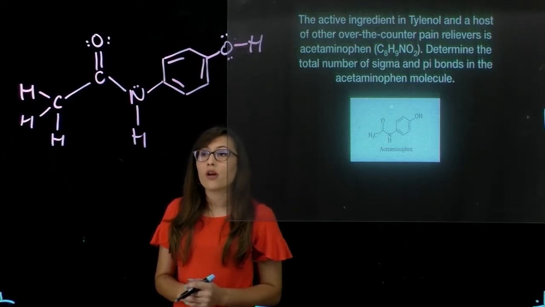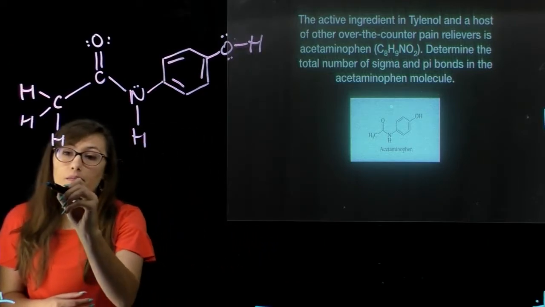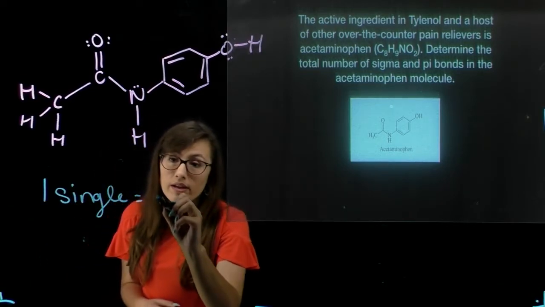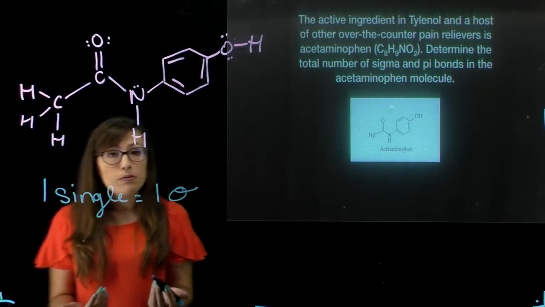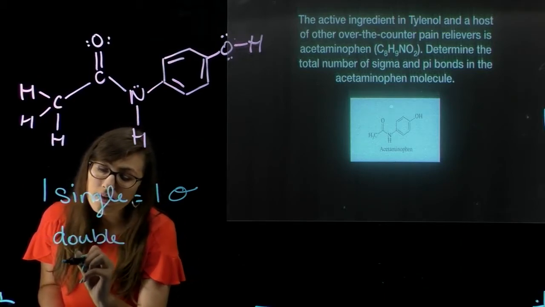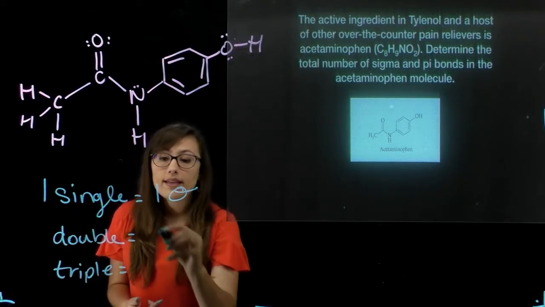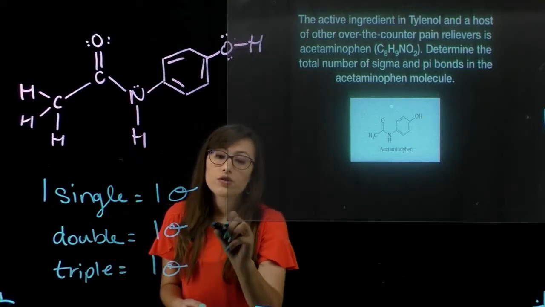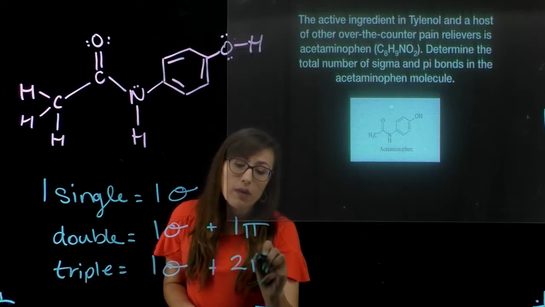Well, we know whenever you have a single bond, you have one sigma bond. So one single bond is the equivalent of one sigma bond. In the case of multiple bonds, so double bonds and triple bonds, you always have a sigma bond in both of these cases. In the case of double bonds, you also have one pi bond. In the case of a triple bond, you have two pi bonds.